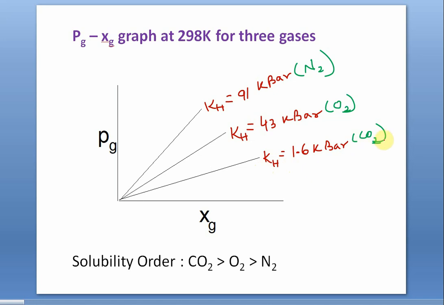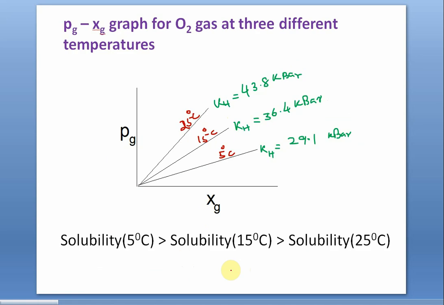For example, for carbon dioxide the slope will be 1.6 kilobar, so its solubility is maximum among these three chosen. KH for oxygen will have more slope, that is 43 kilobar, so it is less soluble than carbon dioxide, and nitrogen is least soluble among the three, having a slope of 91 kilobar. So more is the slope, more is the KH, less is the solubility, as we already have ordered before.